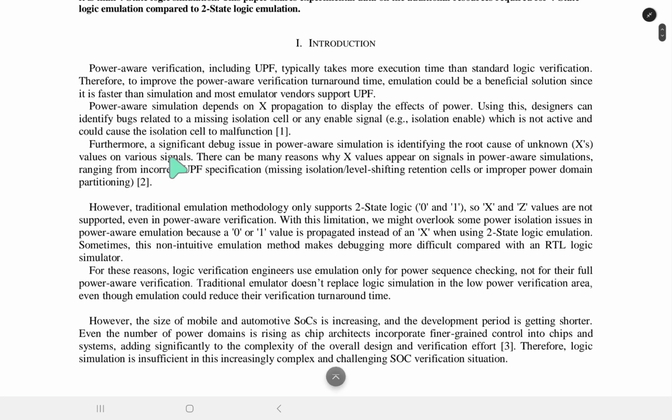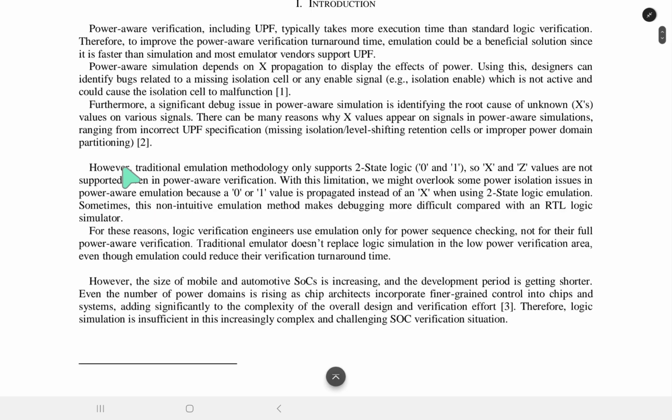Furthermore, a significant debug issue in power-aware simulation is identifying the root cause of unknown, X, values on various signals. There can be many reasons why X values appear on signals in power-aware simulations, ranging from an incorrect UPF specification, missing isolation, level shifting, retention cells, or improper power domain partitioning.